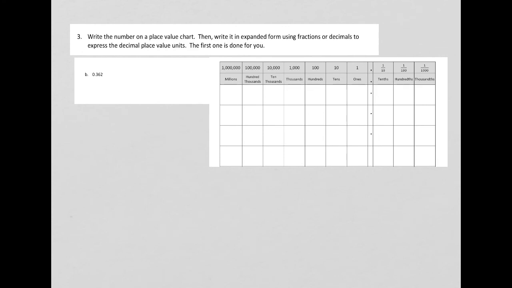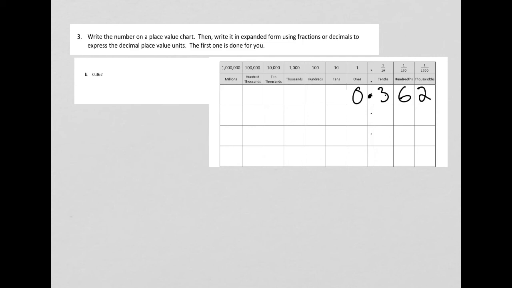Now the other part of this that we're looking at today is expanded form. You've done expanded form with whole numbers, but now we're looking at expanded form in decimals. So if I fill this out, I get 0.362. The reason I'm using a place value chart is it's just helping me break them up as separate digits. So I can see that there's no wholes, so that's fine. I'll start with my 3.